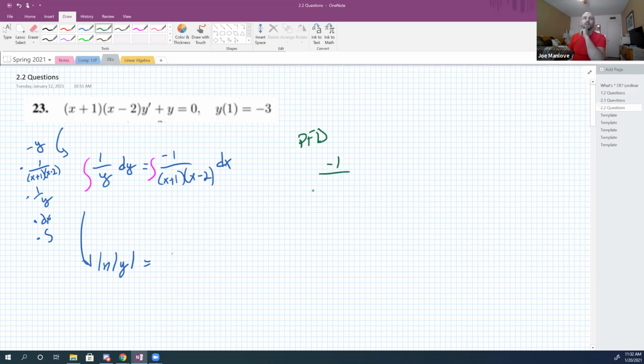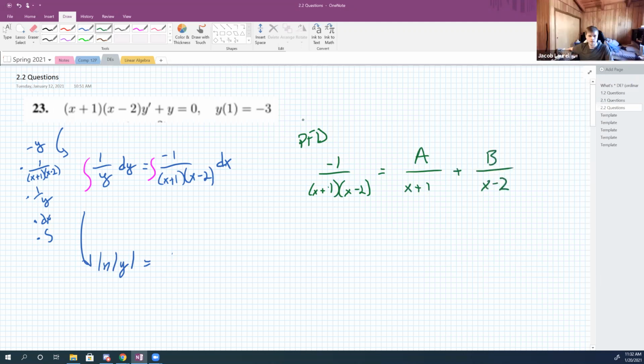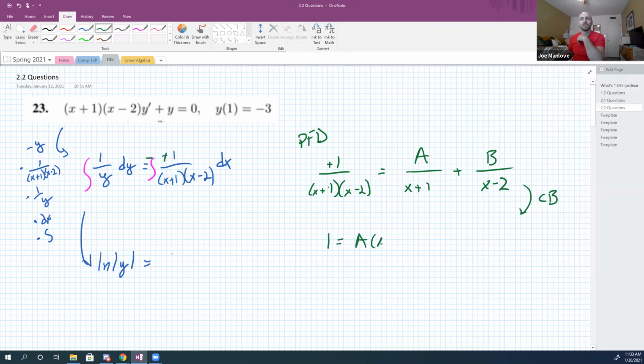What I really need to do is rewrite negative 1 over x plus 1 times x minus 2 in terms of some number over x plus 1 and some number over x minus 2. To simplify things, you could just move the minus sign in front of the squiggle, so you don't have to deal with the minus sign in there. Okay, sure. All right, and then you go find yourself a common bottom for this whole thing, right? So finding a common bottom, you get 1 is a times x minus 2 plus b times x plus 1.